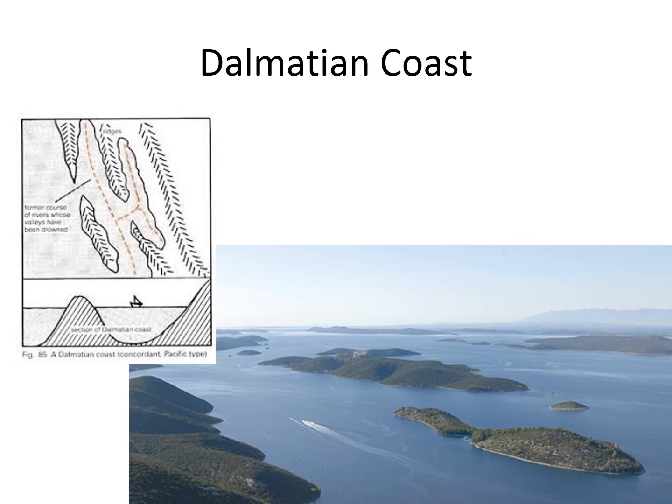Now, this feature is called a Dalmatian Coast. It's probably the most complicated one of all the different features. Now, have a look at the picture. What do you think, emergent or submergent? Well, there's an awful lot of water there, which suggests that basically it was submergent.